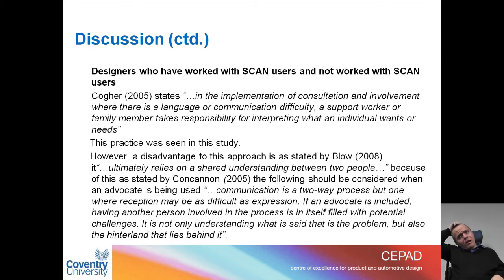It's a recognised approach when working with such users, but Blow and Concannon contend that there are problems, mainly down to the fact that communication is a two-way process, and when you put a third person into that, it becomes a three-way process, and we've got to be very careful as researchers and as designers not to taint the intermediary, not to taint their views with the views of the scan user and vice versa. So we must be clear that what we're actually receiving is directly from the scan user.